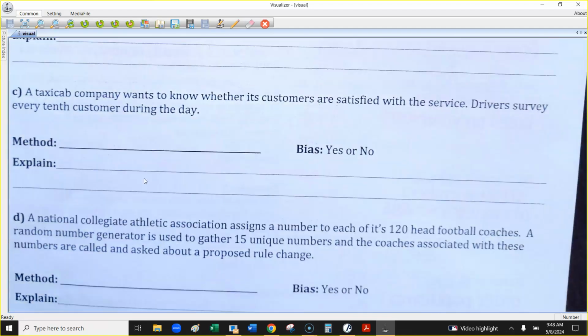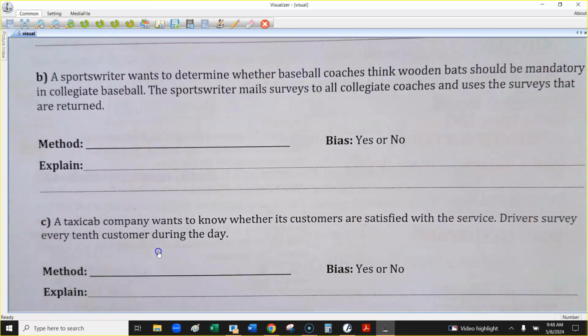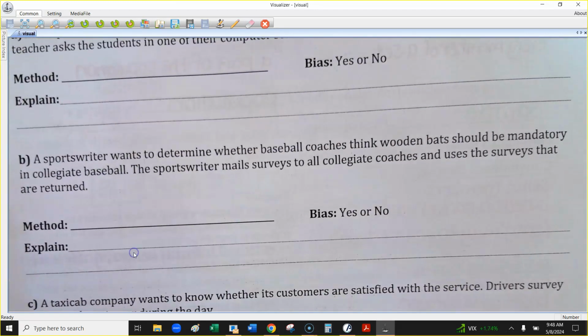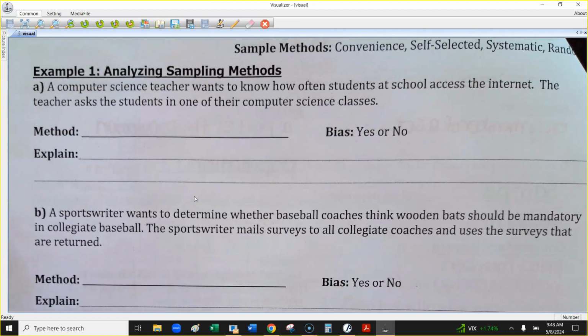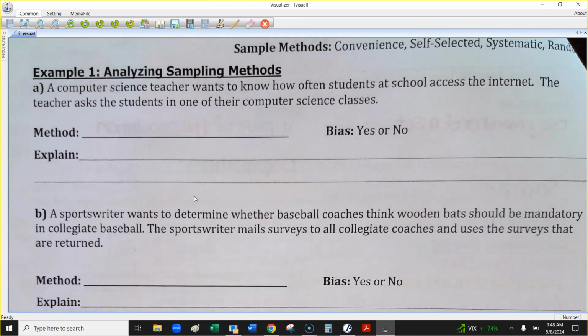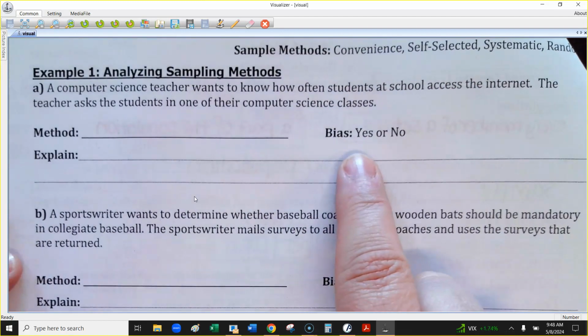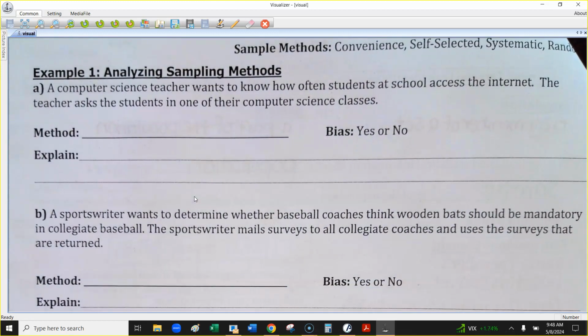Now, we should all have the same answer for our method for each of these scenarios. But then, like I said, a lot of this is your opinion. If you can defend it, I will take it. There are different ways I could argue this is biased or this is not. If you think that the method is biased, then I just want you to say why. You don't have to write me a novel or anything, just a couple little bullet points: why do you think this is biased? If you don't think it's biased and you think this would be a good way to get a sample, then you don't have to write anything.